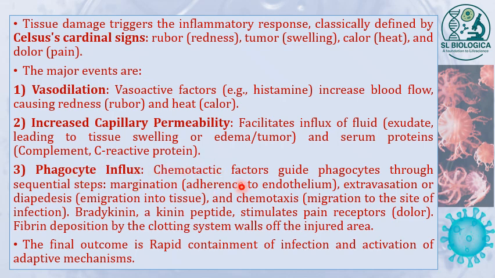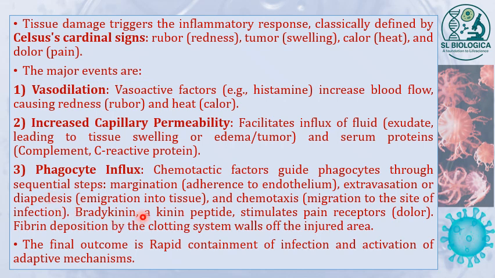So we have certain chemotactic factors which guide the phagocytes through the sequential steps. The first step is margination. Margination means adherence of these phagocytes to the endothelial surface. Next is extravasation of these phagocytes to the affected tissue region. So extravasation is also known as diapedesis to the tissue, emigration into the tissue, and from that tissue it has to migrate to the site of infection, and that is known as chemotaxis, migration to the site of infection.